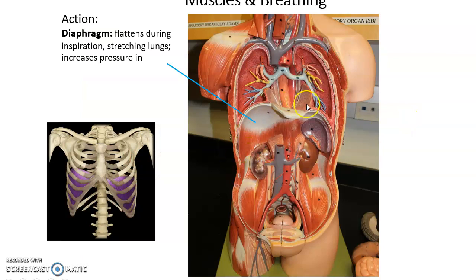The diaphragm. The diaphragm is the sheet-like muscle that separates the thoracic cavity from the abdominal cavity, and its critical function is in breathing. When the diaphragm, sort of bowl-shaped, contracts, it actually flattens out. As it flattens out, it helps to stretch the lungs, causing inspiration, causing air to enter the lungs, basically by decreasing the pressure in the lungs so that air will flow into the lungs.